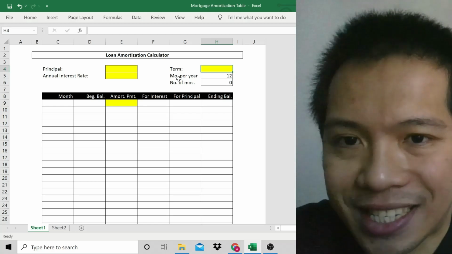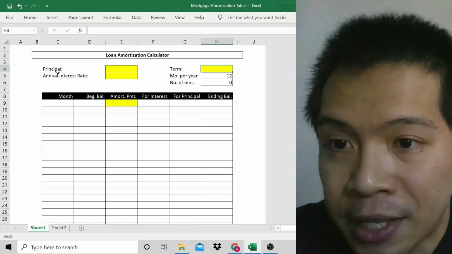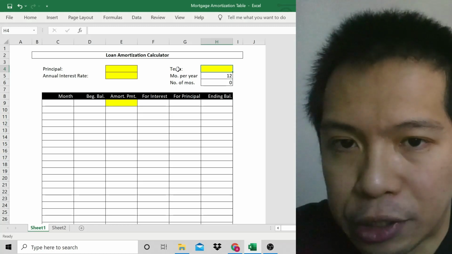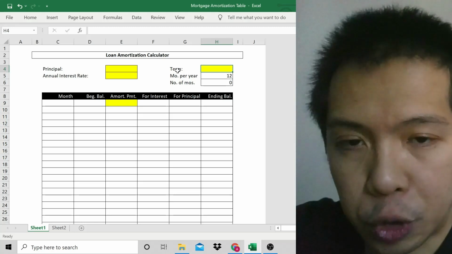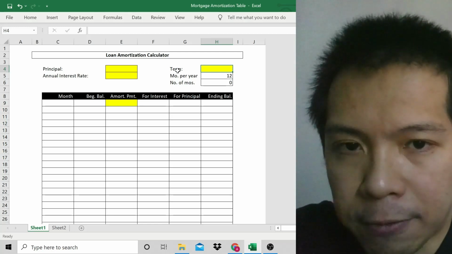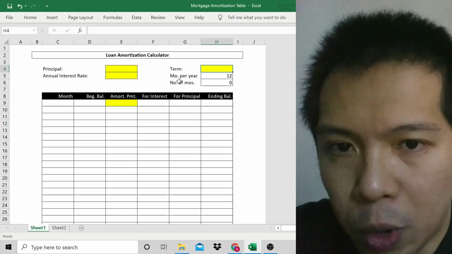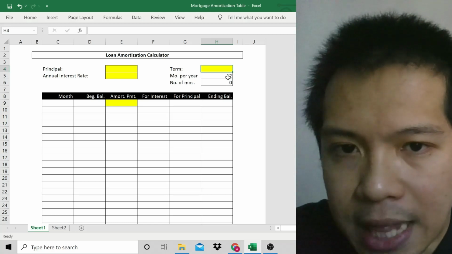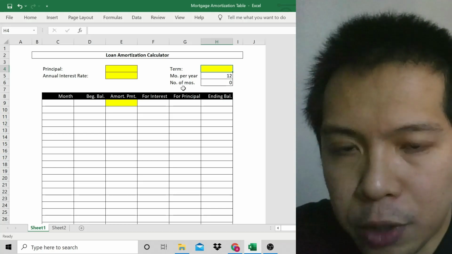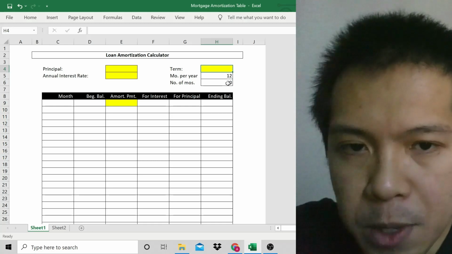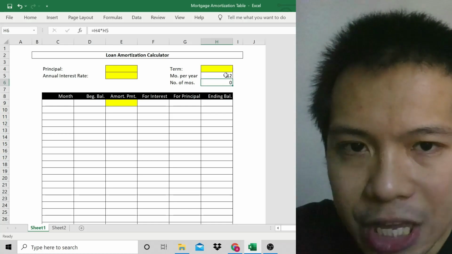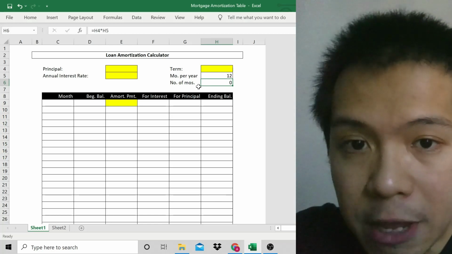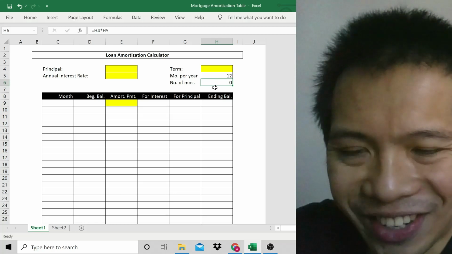For this table, you would need the following: the principal, the annual interest, and the term of the loan, which is the number of years to maturity. Then for the purpose of the calculation, please prepare the months per year, which is of course 12. And the number of months in total would be the product of the number of months in a year, that's in H5, multiplied by the term, the number of years to maturity.